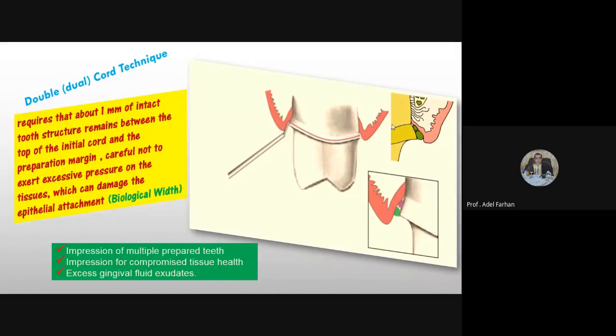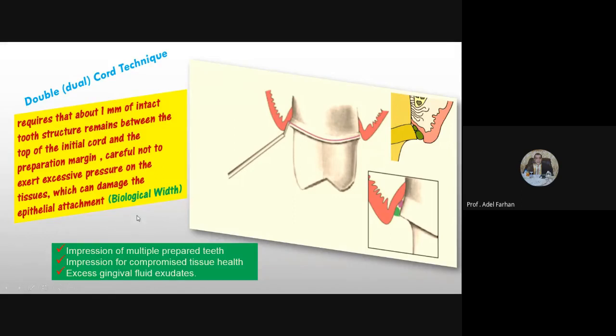ما ممكن تستعمل دبل كورد تكنيك، لانه ممكن نسوي تروما للتشو وما راح تفيدنا باي عمليه ريتراكشن. And you should be careful not to exert excessive pressure on the tissue which can damage the epithelial attachment, اللي هي effect on the biological width. مثل ما نشوف هنا ما عندنا 1 ملم نشوف الوضعيه. اوكي.